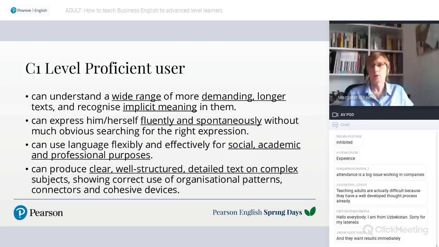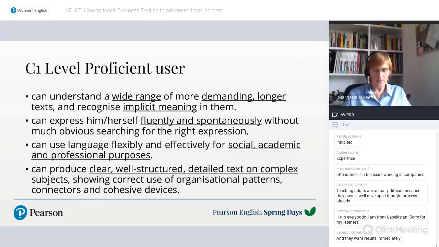And the last item is to do with their writing and their written expression, and it says can produce clear, well-structured, detailed text on complex subjects, showing correct use of organizational patterns, connectors, and cohesive devices. And we can see again, our pre-work students will have experience of essay writing, but will not be that familiar very often with the genres of writing that they need for the workplace. So we're going to look today at how we help them with that.